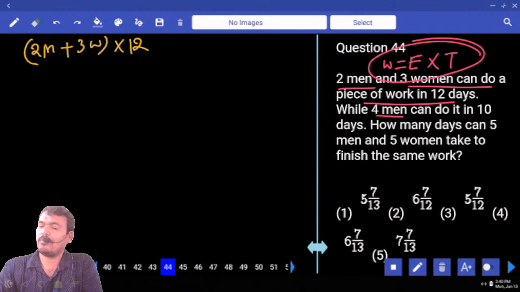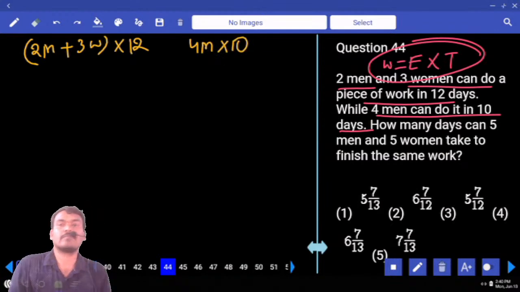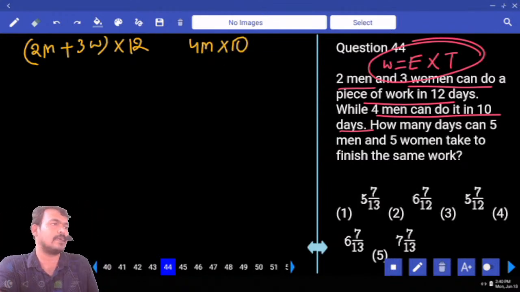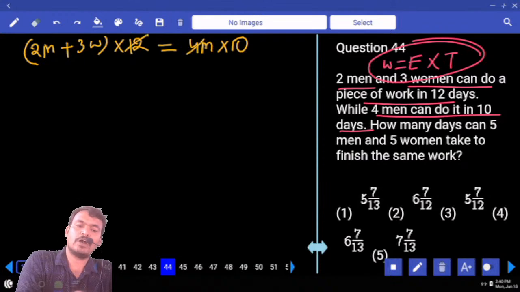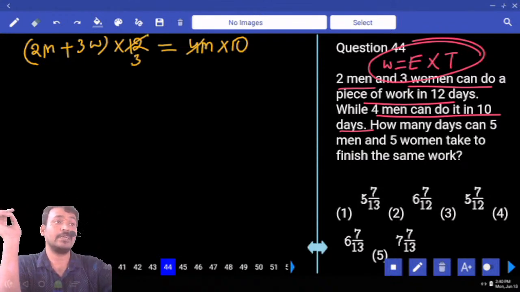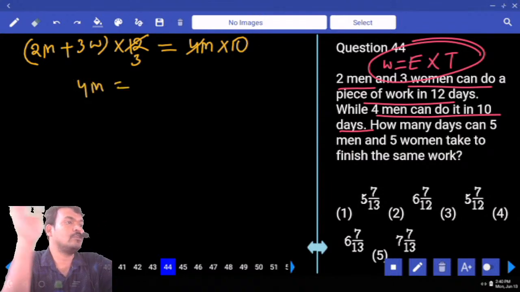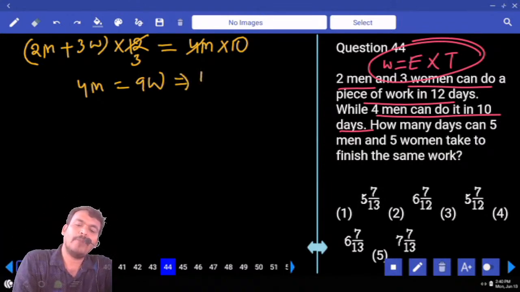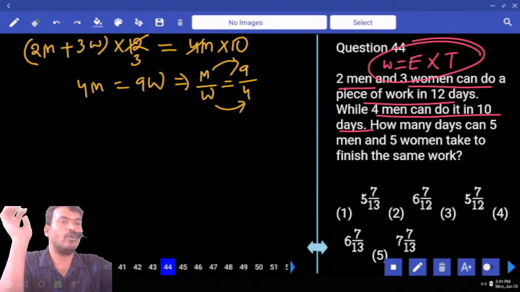Again, 4 men can do the same work in 10 days. Left hand side is efficiency into time, right hand side is also efficiency into time, and it is equal work. 4 times 3 is 12. On the left hand side 3 twos are 6 men, on the right hand side 10 men. The difference is 4 men, which equals 3 into 3, that is 9 women. So 4 men equal 9 women, which means men by women is 9 by 4. The 1 man efficiency is 9 parts and the 1 woman efficiency is 4 parts.